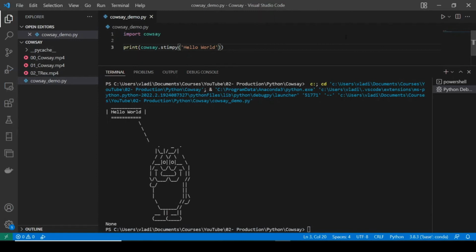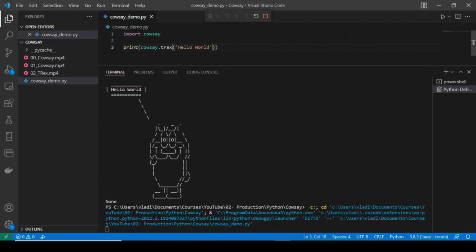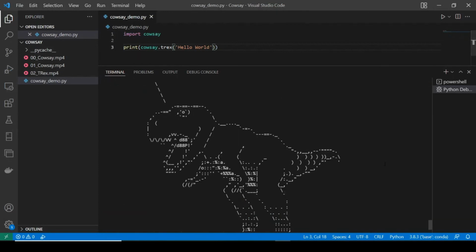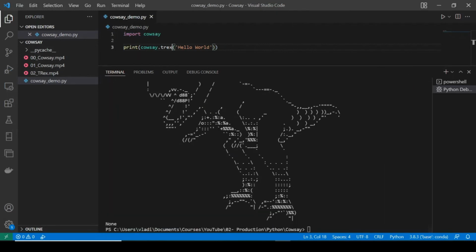And of course, the one we've been waiting for. The one, the only, T-Rex. So that's all the nonsense for today, I hope.